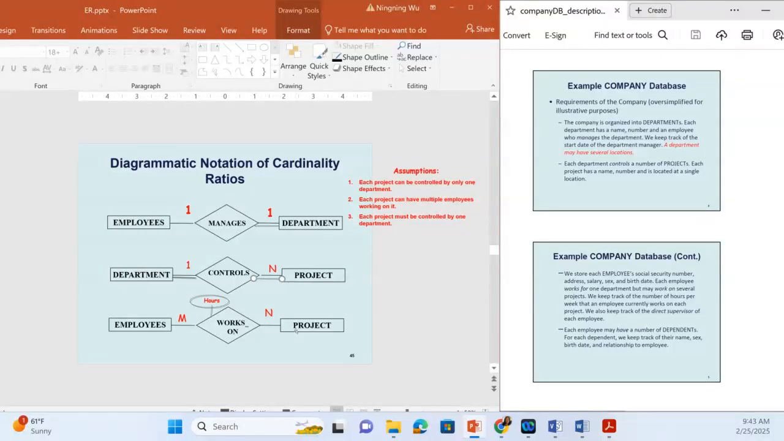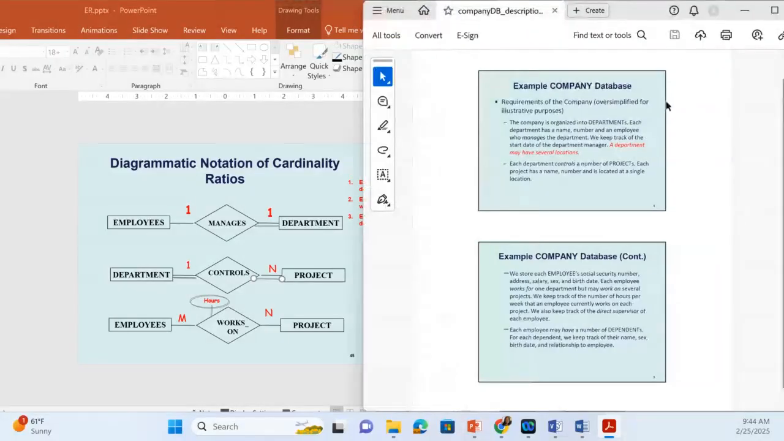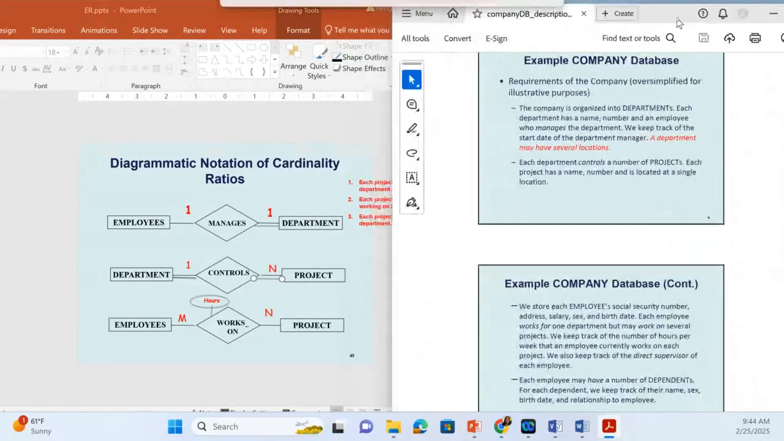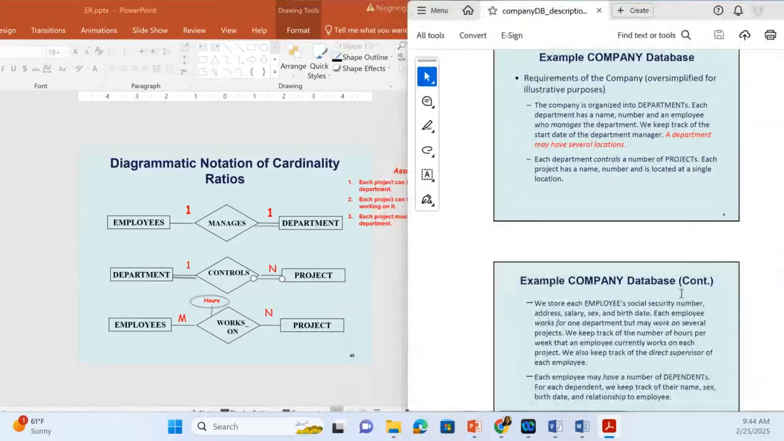Employee works on project. So let's go to the description here. So for the employee, we have something. Can I just make it a little bit larger? I'm just worried. Okay, I think now it should be better.